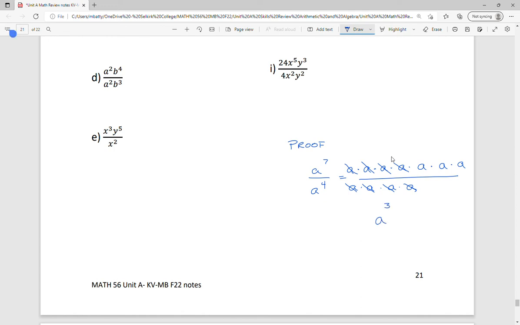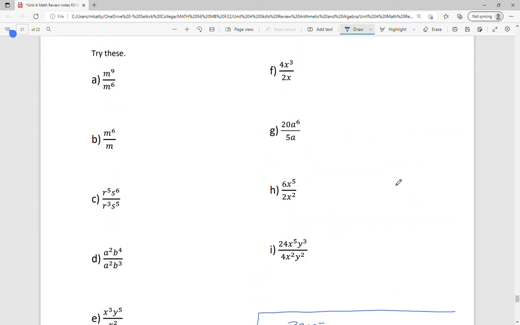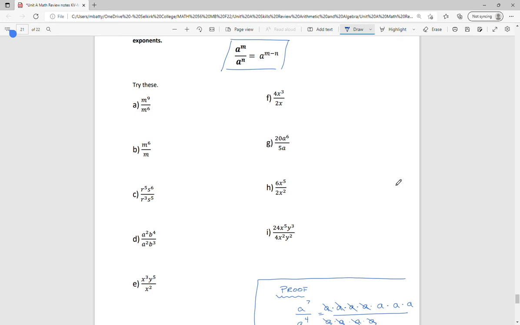So this would be showing it all expanded out. If I show the pattern, it would be a to the 7 minus 4, or a cubed, right? Either which way, whether you want to see it expanded out or you want to follow the pattern, both of those are valid ways to look at these things. Okay, so let's go back to this. We want to follow the patterns likely on these.